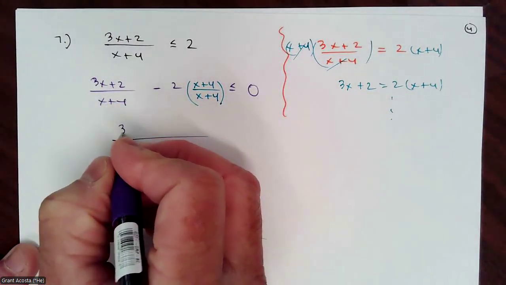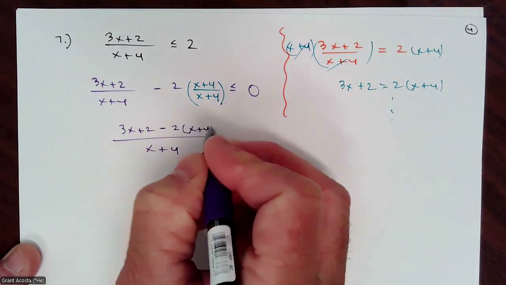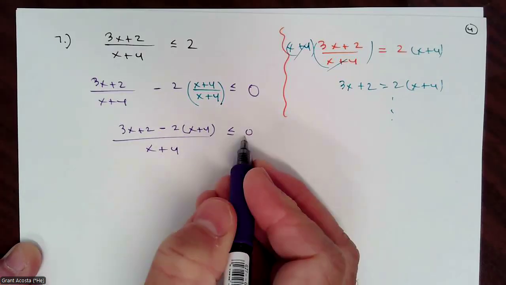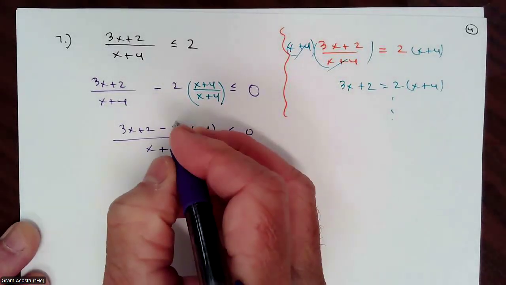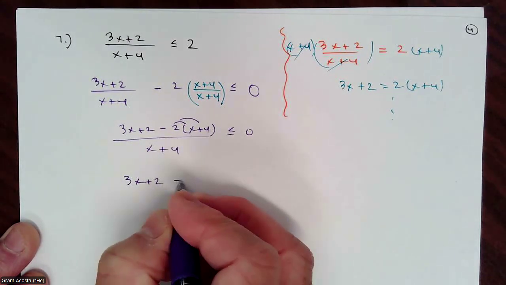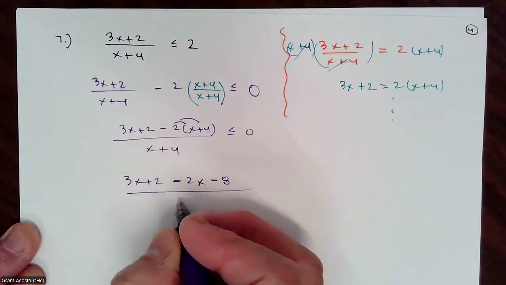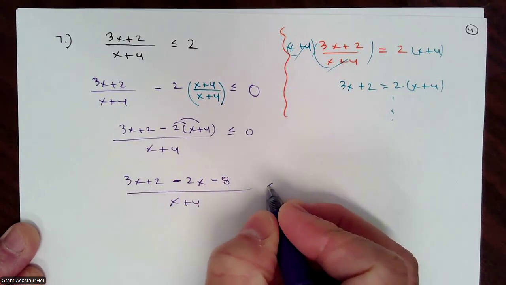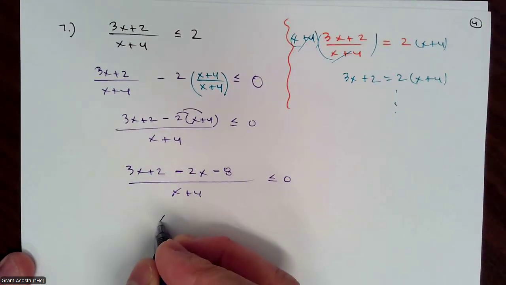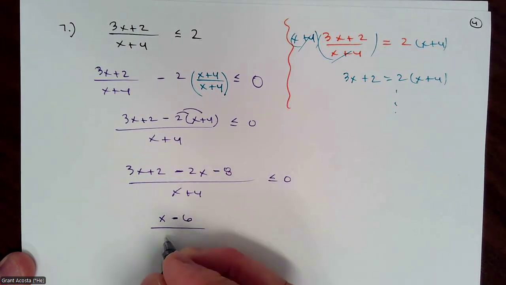And so then we have 3x plus 2 minus 2 times quantity x plus 4, all over x plus 4, less than or equal to 0. It's going to give us 3x plus 2 minus 2x minus 8 over x plus 4, less than or equal to 0. Combine some like terms. 2 minus 8 is minus 6.